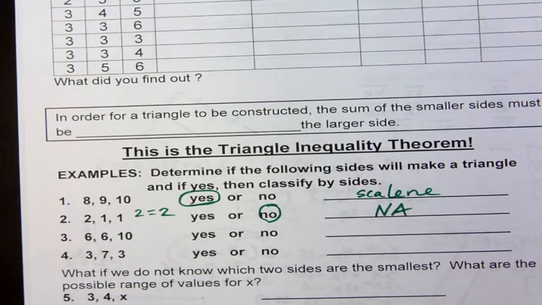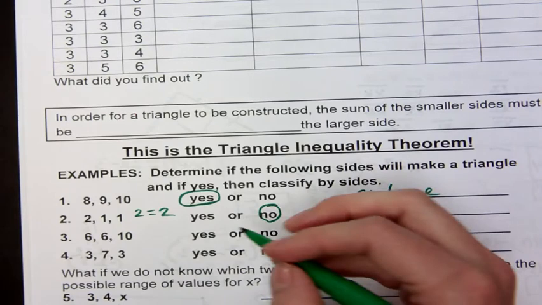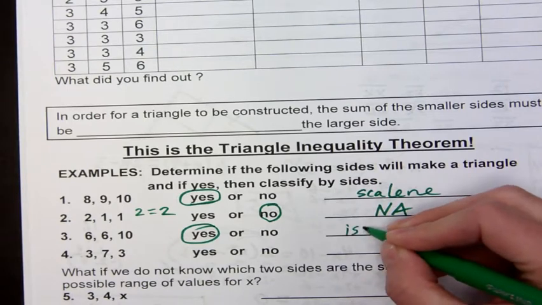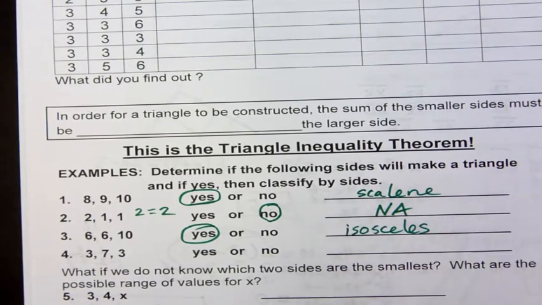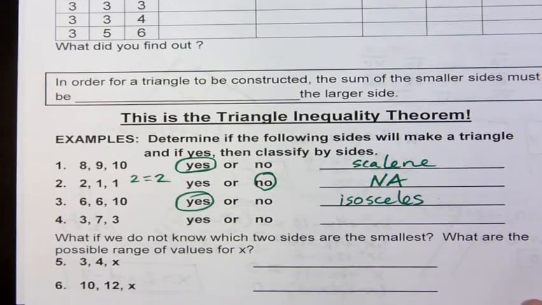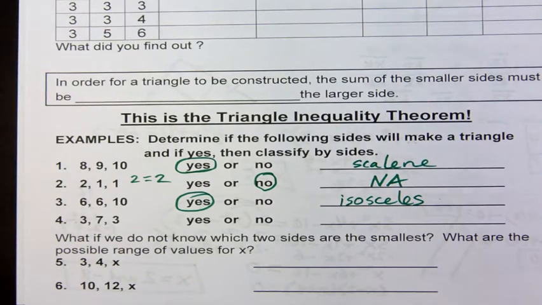Alright, I drew desk number 10, which I think is John. Are you desk 10? Alright, Daniela, what do you say for number 3? Yes, and how would you classify it? Isosceles. Did I spell that right? Pretty sure that's the way isosceles is spelled. Alright, desk 13. Okay, we'll let that count.